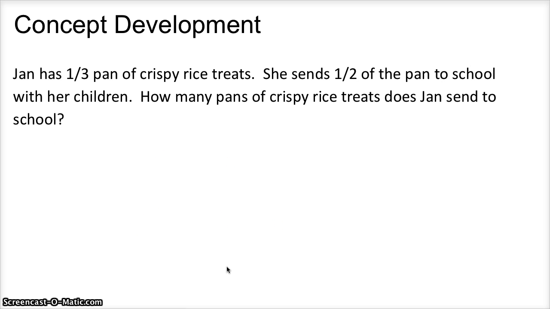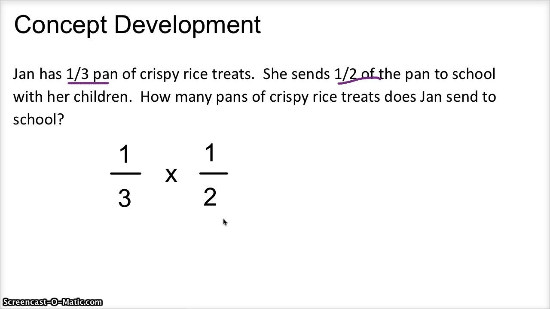Okay, let's try another one with Jan and her crispy rice treats. Let's say this time she only has 1/3 of the pan of crispy rice treats. She's eaten a lot of it, I guess. And now she's going to send half of that left over to school with her children. So how much is she sending to school? Well, first we need to identify the numbers. 1/3 and half of, and of means multiplying. So 1/3 times 1/2 are my numbers that I'm going to be working with.